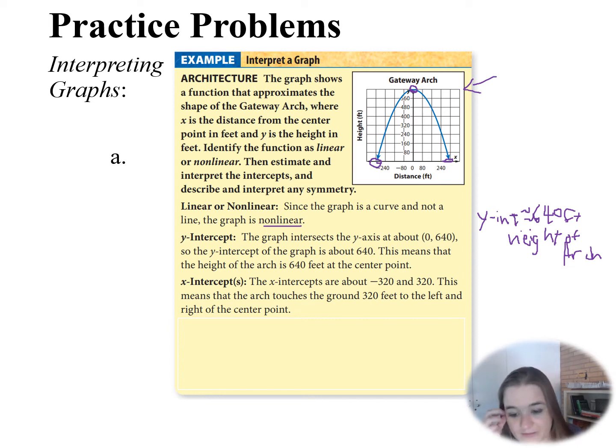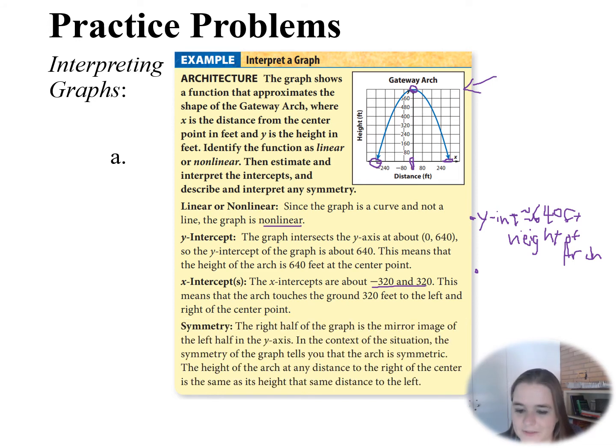My interpretation of those values is that the arch touches the ground 320 feet to the left and the right of the center point. If I dropped a pin from the top of the arch down to the bottom, it's 320 feet from each piece. So in your notes, as a bullet point, you should have x-intercepts written down and the interpretation that it is telling me the width of my arch.